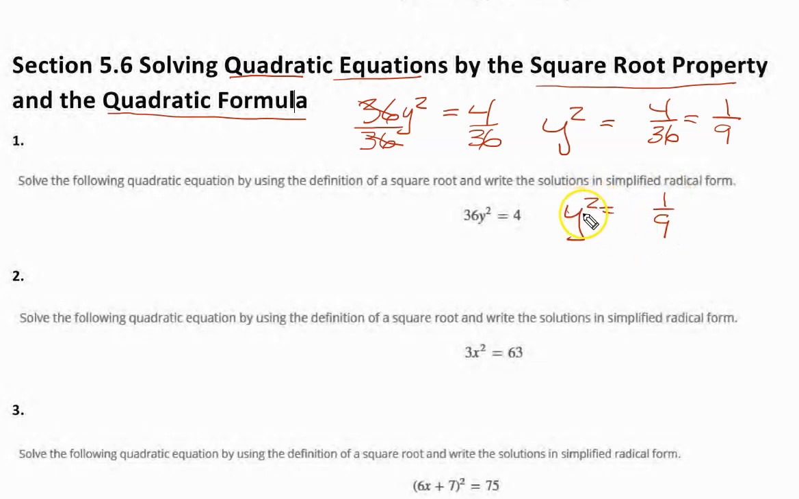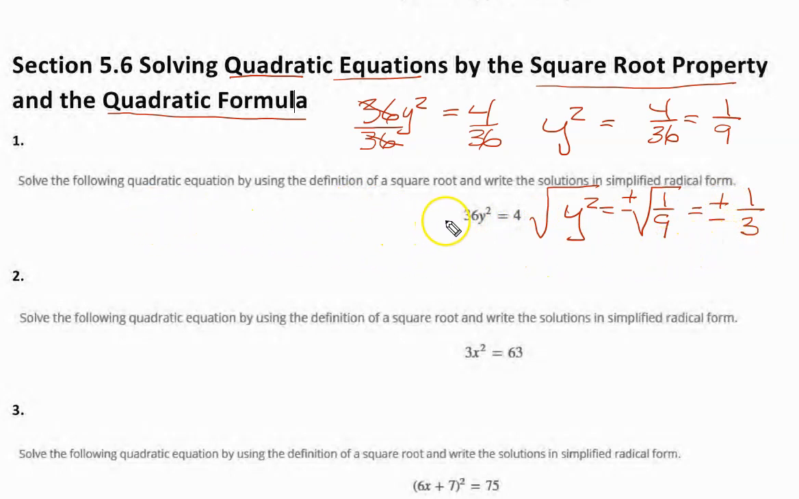Now, once we've isolated the variable that is squared, the protocol is we take the square root of this side, and to ensure we get two answers, we go plus or minus the square root of that side. Now, the square root of 1 is 1, and the square root of 9 is 3. So the answer for number 1, our original example, is plus or minus 1/3.